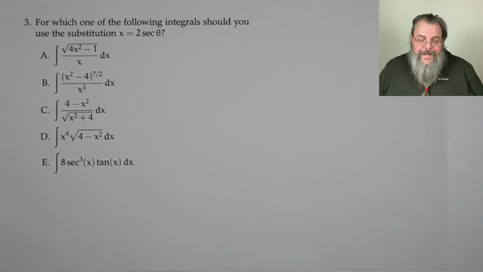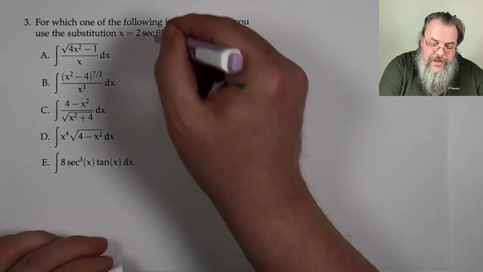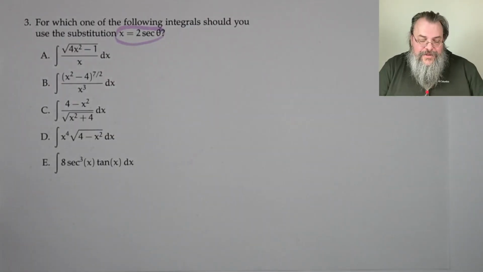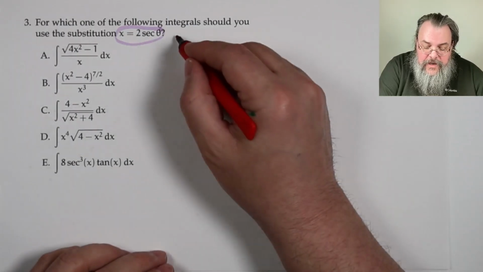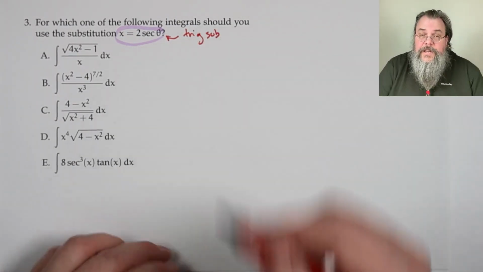All right. Now, what do we see here? When we're looking at this substitution, we say x equals 2 secant theta. We've got a trig substitution going on. And we're like, ooh. So we're really being tested on identifying a trig sub. And we say, okay, well, what are we looking for?